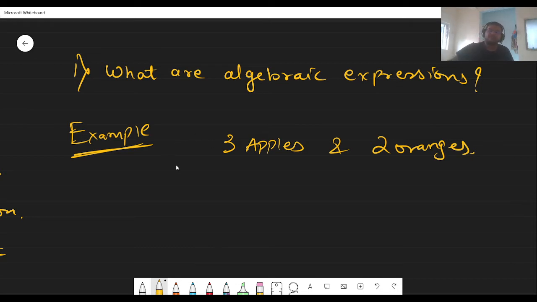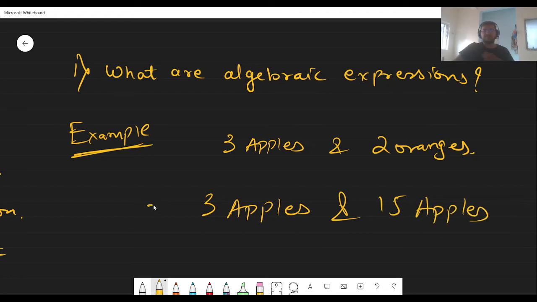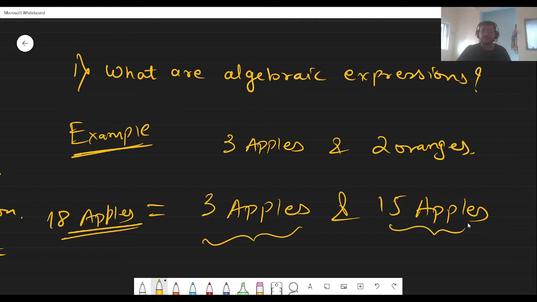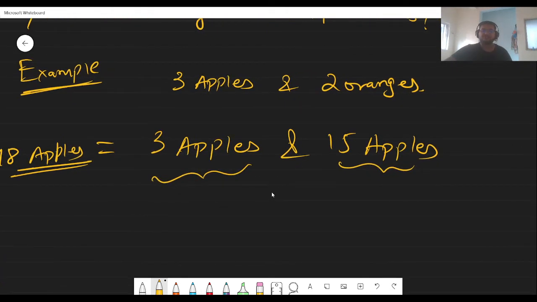But if I say there are three apples and 15 apples, can you add now? Yes, we can add 3 apples and 15 apples and it will equal 18 apples. Why are we able to add these apples? Because they are of the same type. Are you getting my point? They are of the same type, therefore we are able to add them. So basically that is the same situation with algebraic expressions.